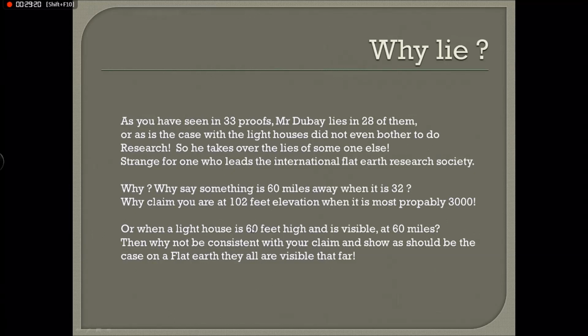And if you then think you have something like a lighthouse of 60 feet high, visible at 60 miles, then you should be consistent with your claim, and you should be able to show that on a flat Earth they're all visible that far. So here's the challenge. Come up with decent pictures. Stop making a book in 2014 where the best data you have comes from 1860 from this guy, Parallax. Come on. Everybody has a camera. Everybody should be able to make pictures of Chicago skylines over Lake Michigan. And they don't. Why don't they?